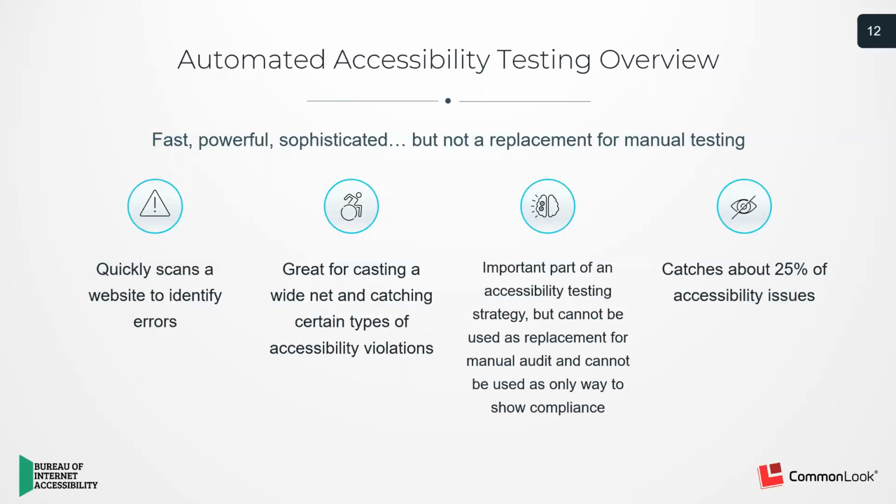What it does is quickly scan a website and identify some errors. It's great for casting that wide net, catching certain types of violations. It's an important part of an accessibility testing strategy, but it cannot be used as a replacement for a manual audit and cannot be used as the only way to show compliance. Also, an automated scan has the ability to catch about 20 to 25% of any accessibility issues. Next.